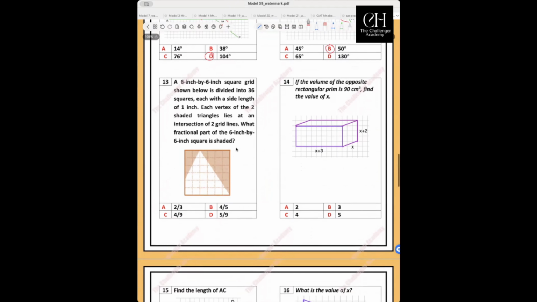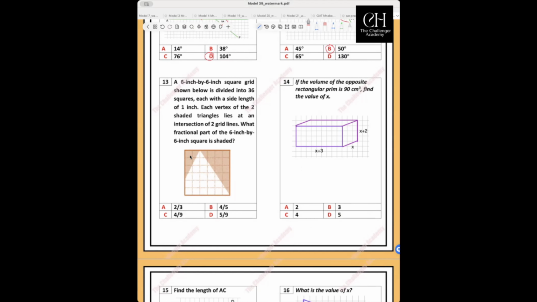A 6-inch by 6-inch square, grid shown below, is divided into 36 squares, each with a side length of 1 inch. Each vertex of the two shaded triangles lies at an intersection of two grid lines. What fractional part of the 6-inch by 6-inch square is shaded? Now we want to find the area of the shaded region over the area of all of this square.